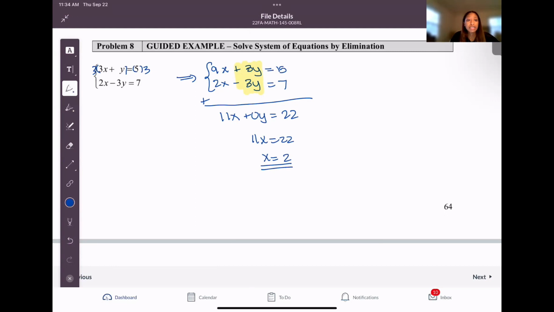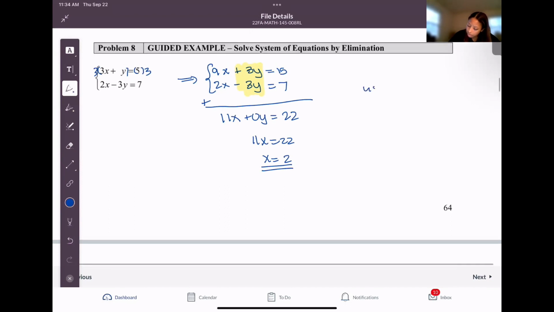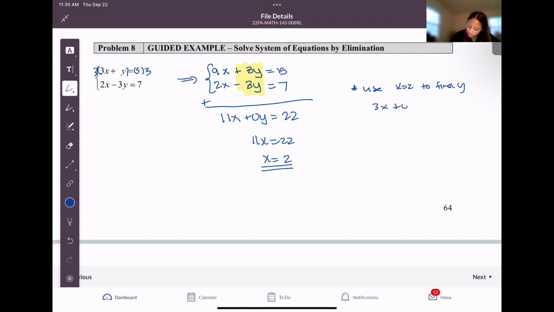And then from this step, it works out just like the other one. Once we have x, we can then use x equals 2 to find y. You can plug it into either equation. So I'm going to go 3x plus y equals 5. That was the original equation. So we have 3 times 2 plus y equals 5. 6 plus y equals 5. And then y would be equal to 5 minus 6, which is negative 1. So our ordered pair is 2, negative 1.